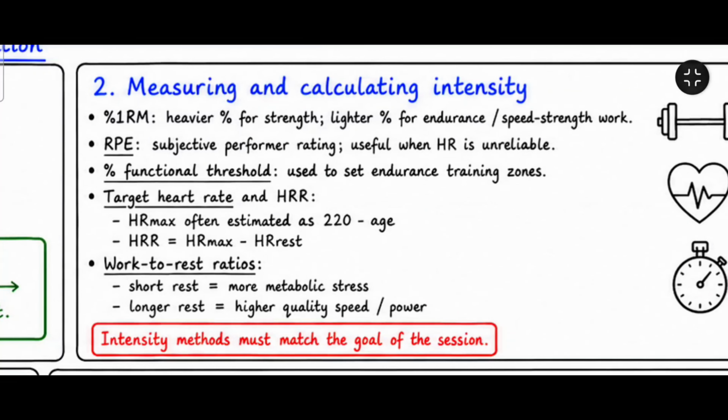Another measure of calculating intensity is the percentage of functional threshold. This is used in endurance sports, and basically it uses training zones based on power or pace. Next, we've got target heart rate and HRR, which stands for heart rate recovery, which is basically a measure of how quickly your heart rate slows down after exercise.